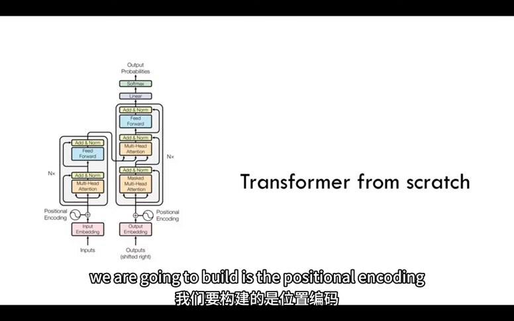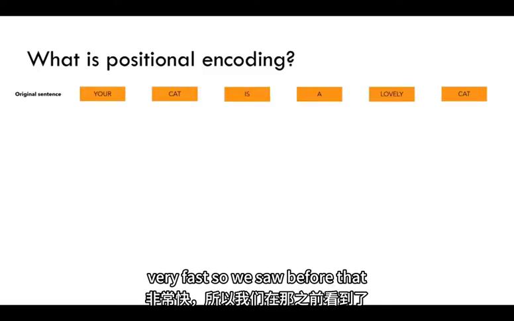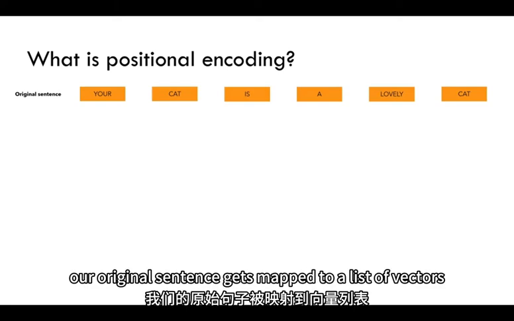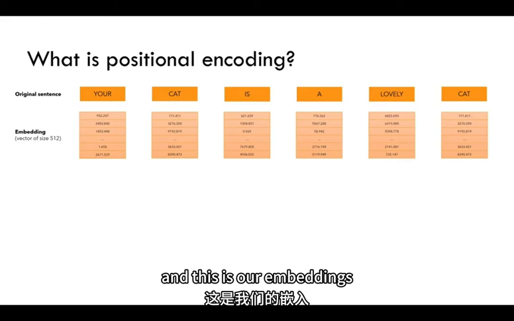The next module we are going to build is the positional encoding. Let's also have a look at what the positional encoding is very fast. So we saw before that our original sentence gets mapped to a list of vectors by the embeddings layer. And this is our embeddings.